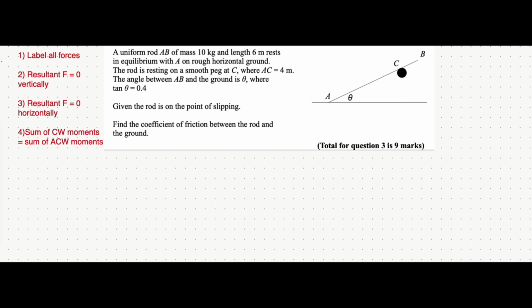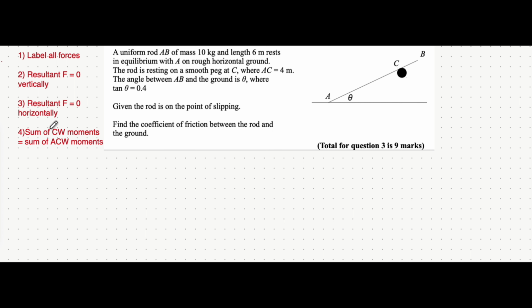Hi guys, a lot of my students have been struggling with statics of rigid bodies, dealing with frictional force and also moments. So I'm making a short video going through how to approach this type of question. I've labeled a 4-step process here, and I'd recommend you use this on all 4 of these questions.